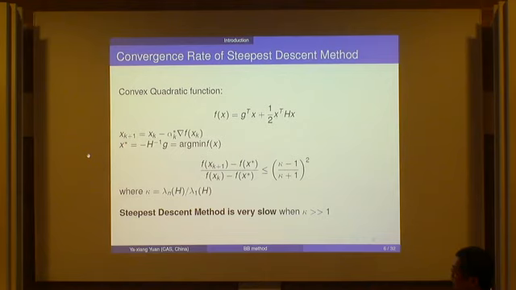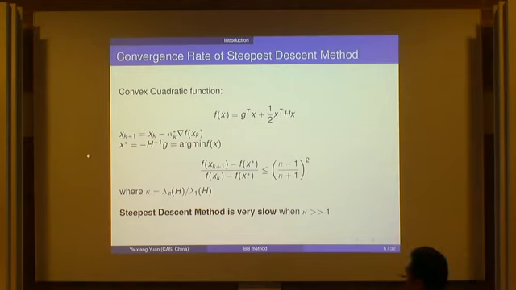So if the function has a bad condition, namely the condition number is very, very large, then you can show that (κ − 1)/(κ + 1) will be very, very close to 1. That means the convergence, even though it's a linear convergence, is very, very slow. This is also observed in numerical experiments.